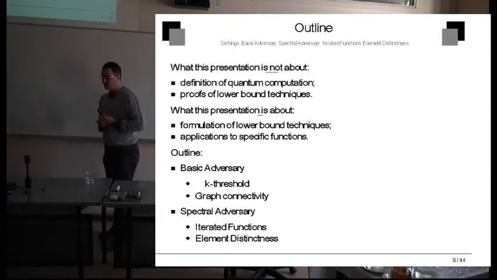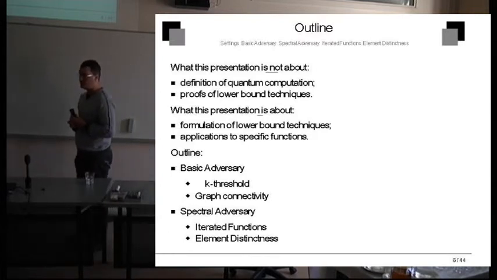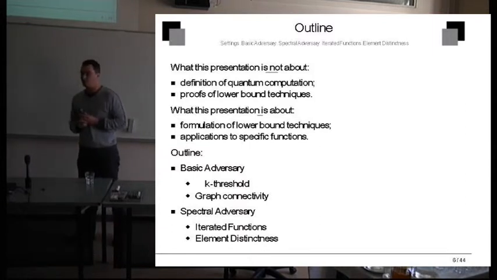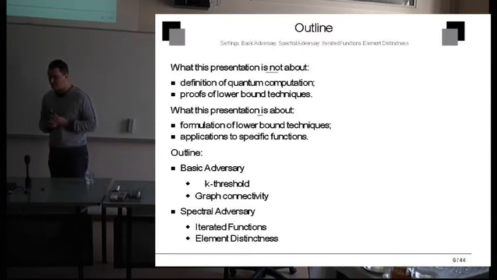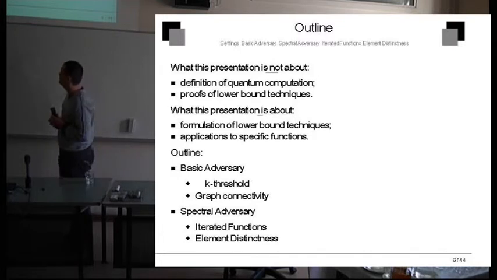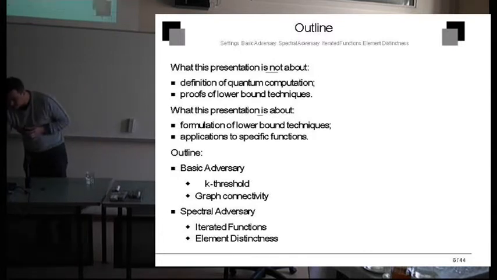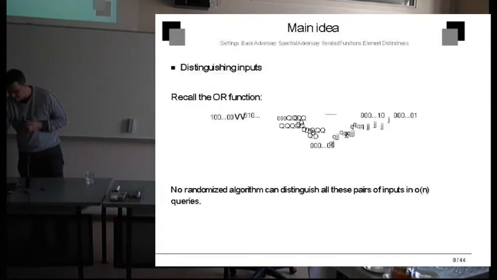I'm going to consider the adversary technique. It's not the only one, but it's the one that is most rapidly developing now. And the outline is as follows. We are going to consider two variants of the adversary bound. The first one is the basic adversary, and the second one is the spectral adversary. And for each of them, we consider two examples: the k-threshold functions, the graph connectivity, the iterated functions, and element distinctness. Okay, so let me start with the basic adversary.